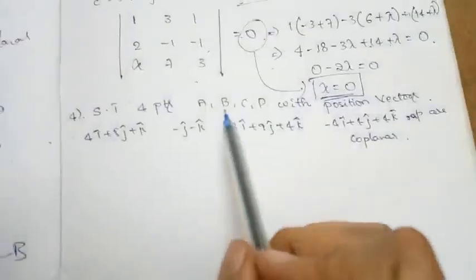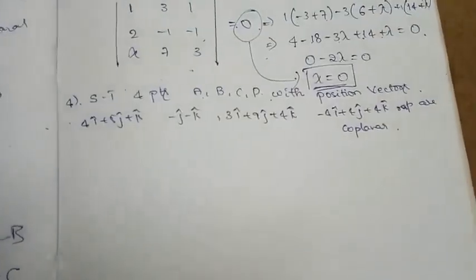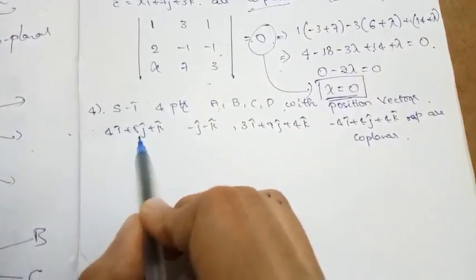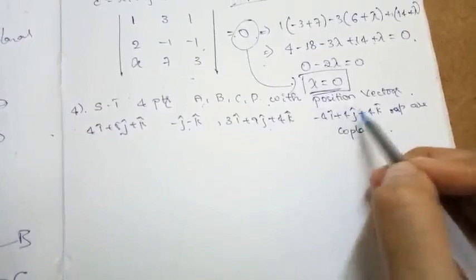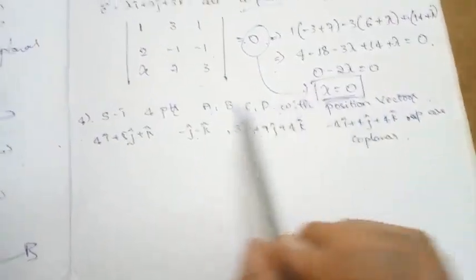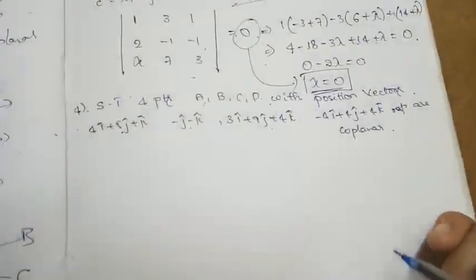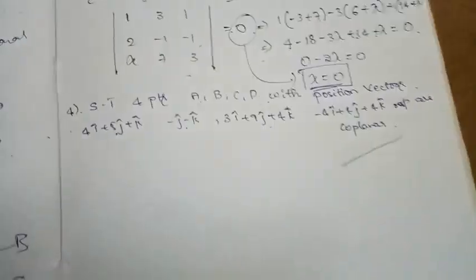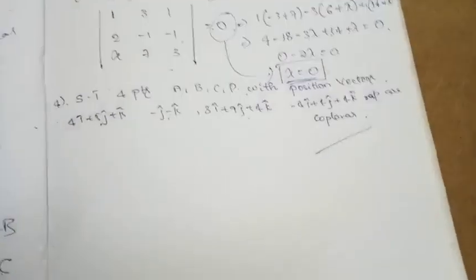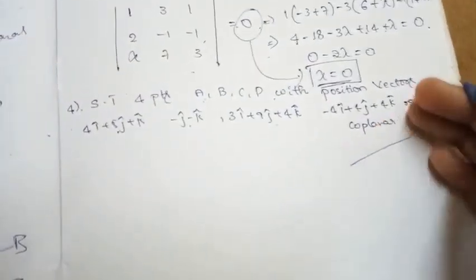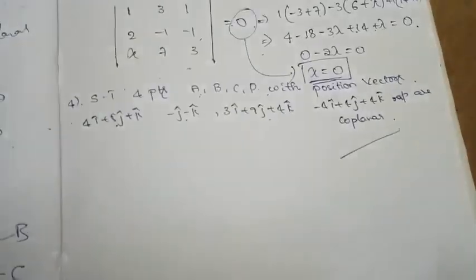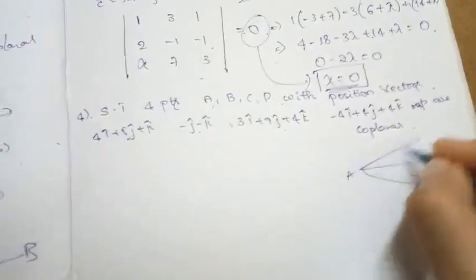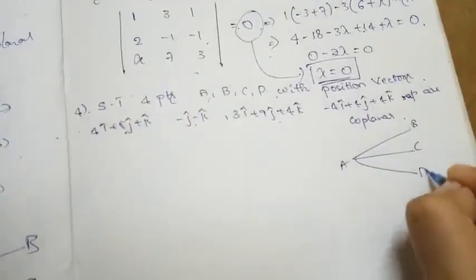So the next question is, they have given the 4 points, that is A, B, C, D, and the position vectors of the 4 points, that is, the position vector of A, point B, point C, and point D. They are asking us to show that these 4 points are coplanar. So as I said in the previous video regarding collinearity, we can show the 4 points using the concept of coplanarity of 3 vectors.